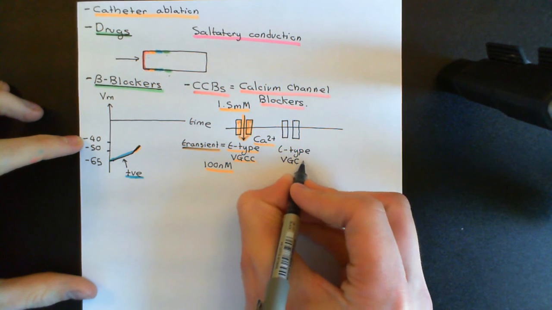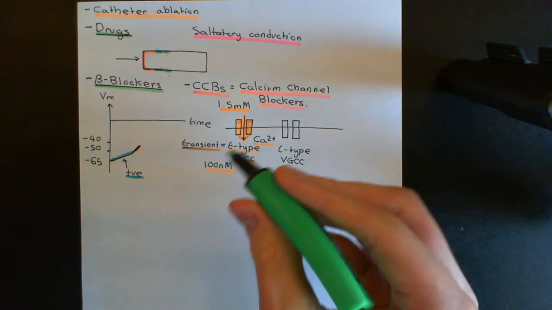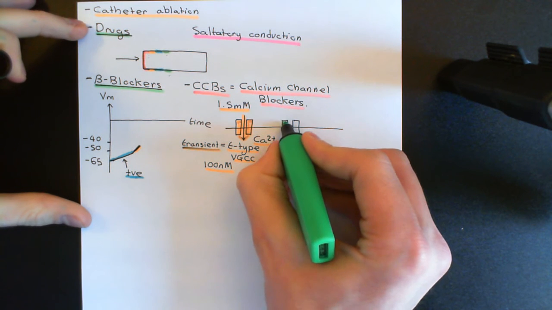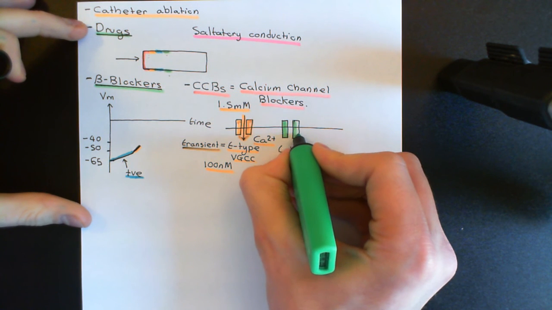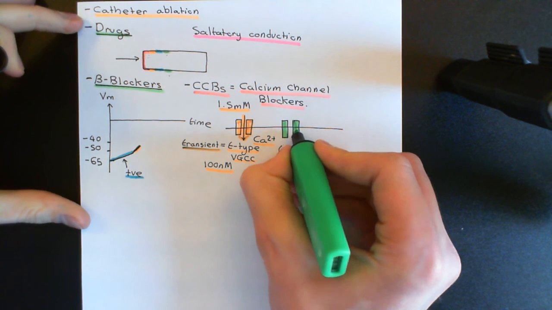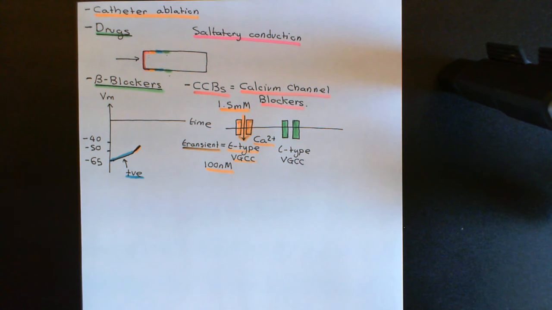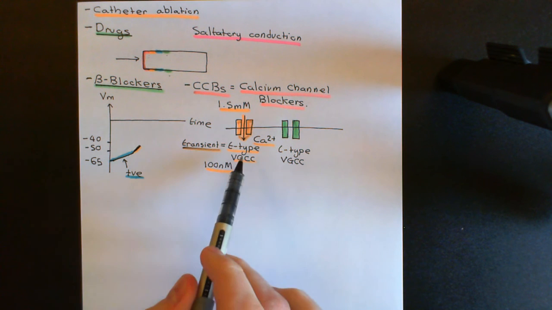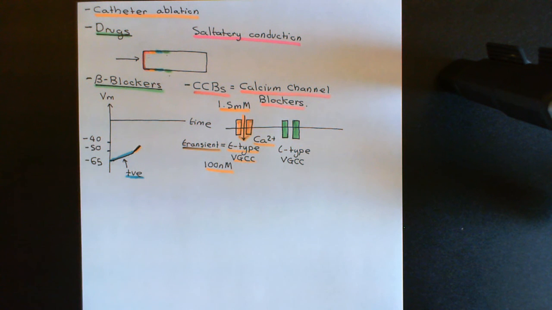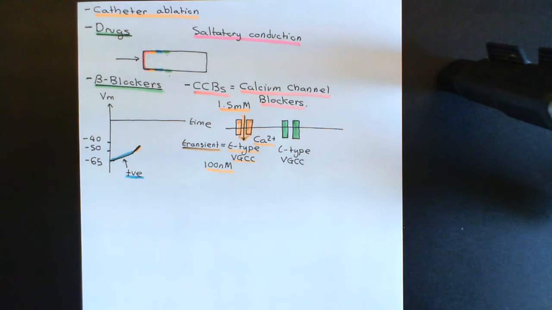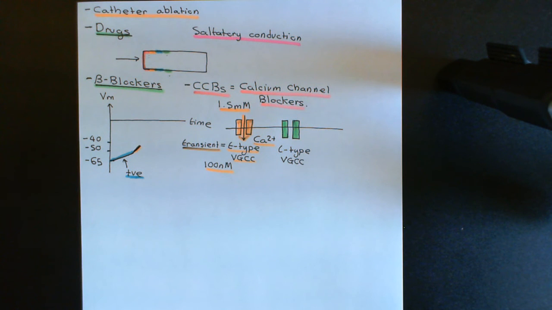Okay, so here comes the next really important type of voltage-gated calcium channel. I have this one in green, and this is the one that does the main portion of the upstroke of the action potential in these AV node cells. To simplify things, often we say it's just the T-type voltage-gated calcium channel that's doing the major upstroke, but it's not. It's the L-type one that does the major upstroke.